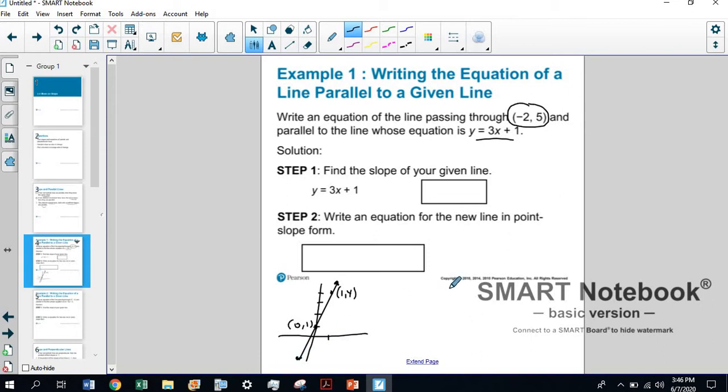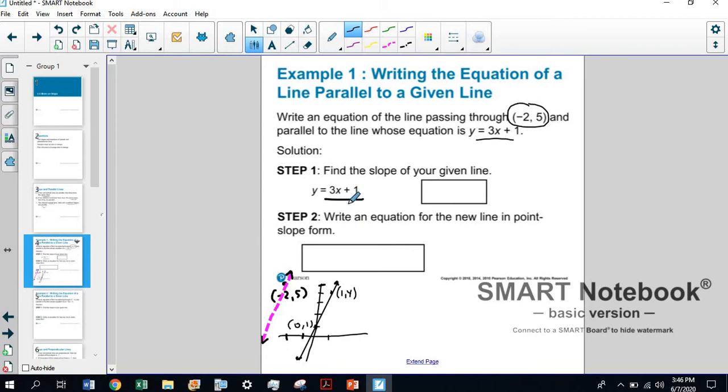But then you want to find a line that's parallel and it goes through negative 2, 5. So negative 2, 5 is over here someplace. Negative 2, up 5. Right? So it's not on the line, obviously. We're looking for a different line who is parallel to the black line. Okay, and so that's what we're trying to find. So how do we do that?